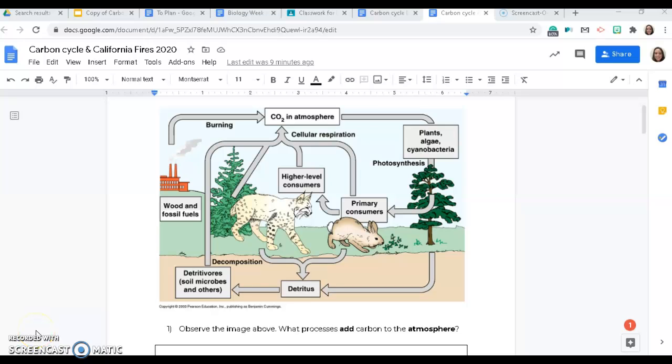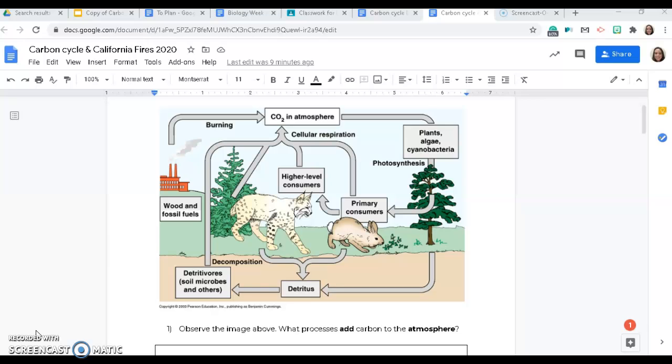In this activity, you're going to be doing three things. You're going to be looking at a model or a diagram of the carbon cycle and making some conclusions about that diagram. And then you're going to analyze some data about carbon output from all of the wildfires that are going on in California and the West Coast. And then you're going to look at a third diagram that sort of explains how wildfires contribute to carbon in the atmosphere and how they could potentially lead to more wildfires.